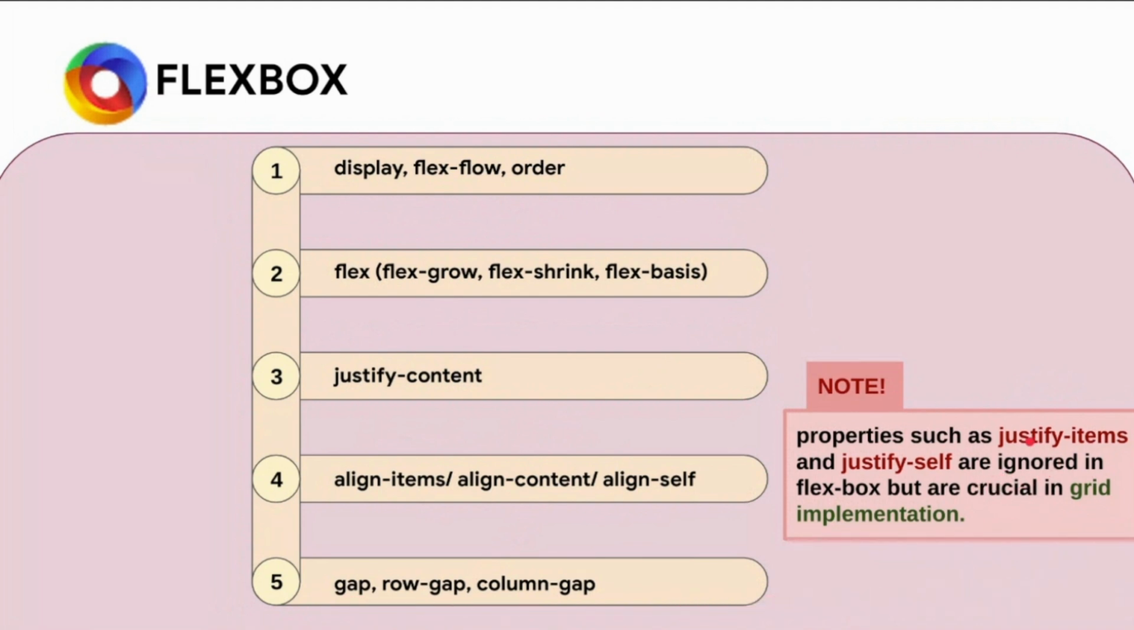Okay, one more thing is that justify items and justify self are ignored in flexbox. They are mainly used in grid, but in flexbox they are not used. So I am just skipping this topic. In grid we can see the usage of both of these.